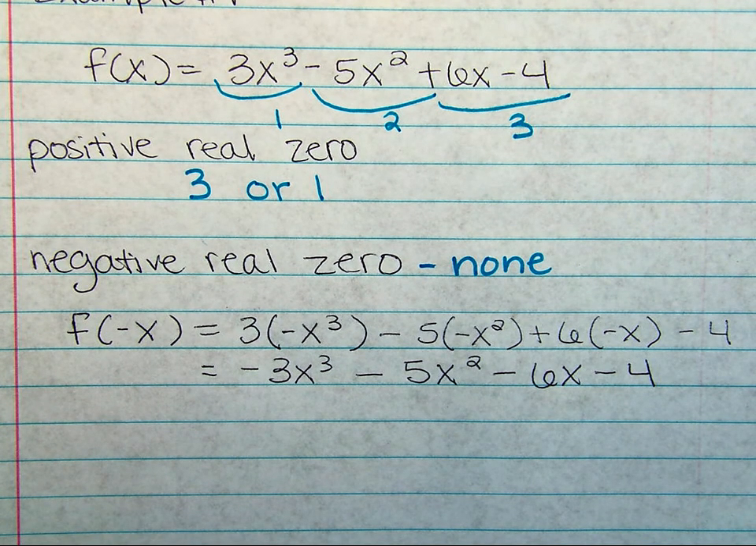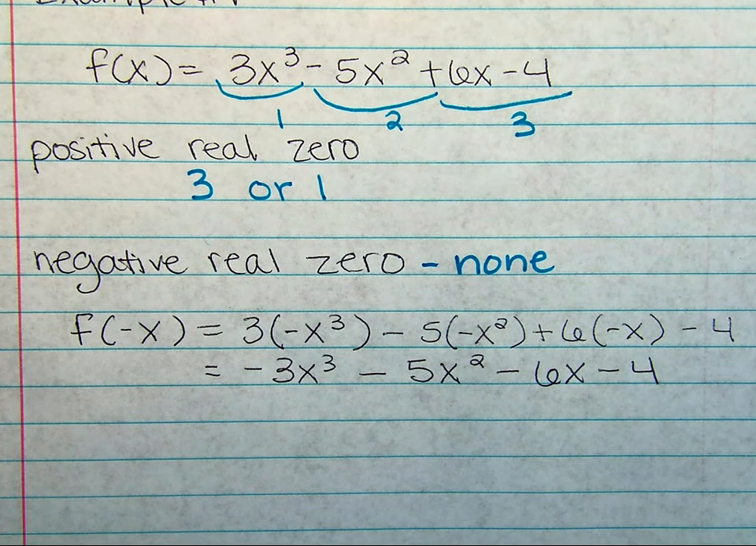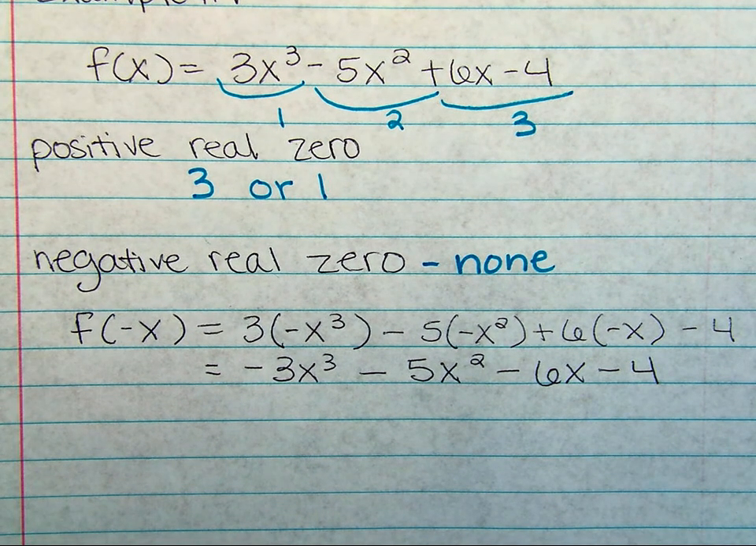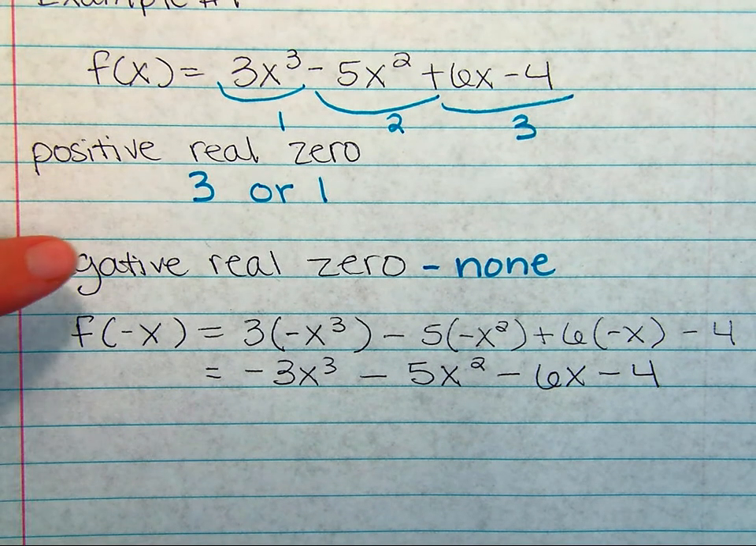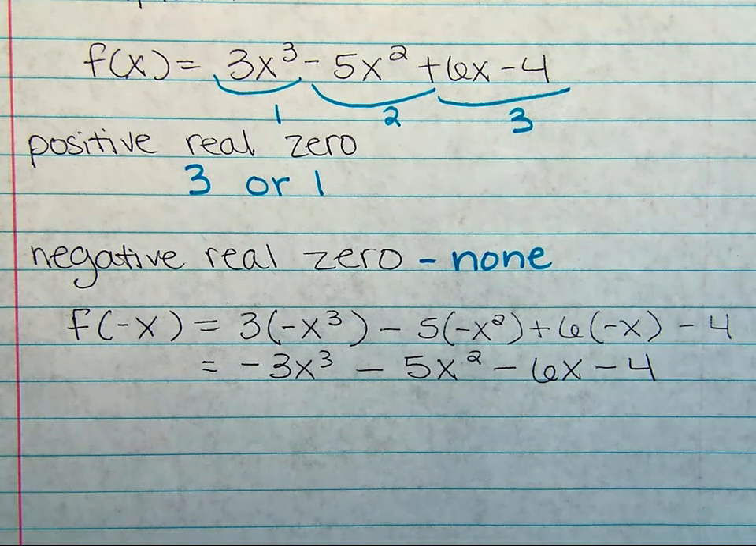Okay, let's try another example. And this is all Descartes' rule of signs can tell me. So for positive, I'm either going to have 3 or 1. For negative, I know I don't have any. So I should not have any negative zeros. This graph will never cross the x-axis in the negative part. So let's do another example.